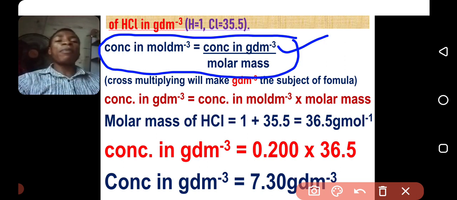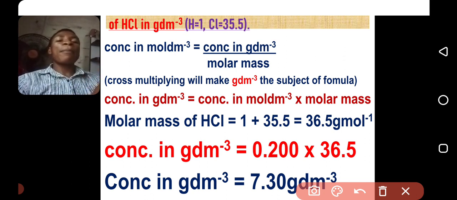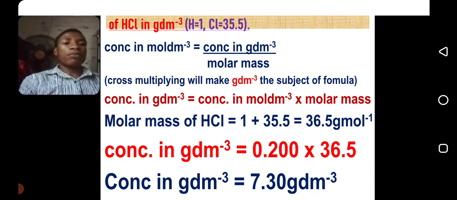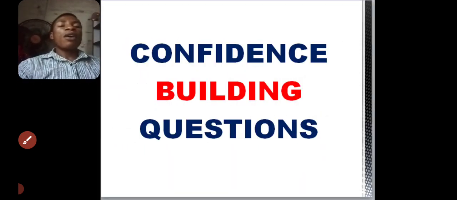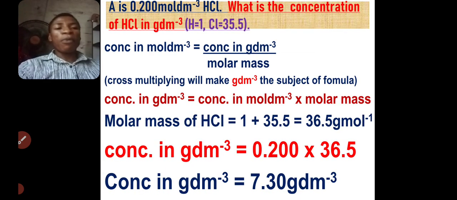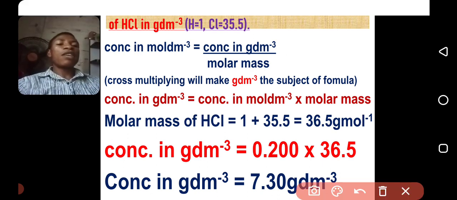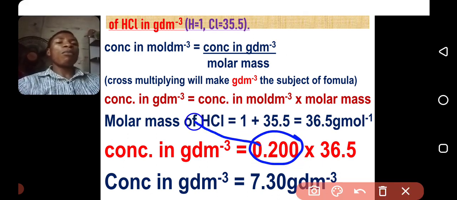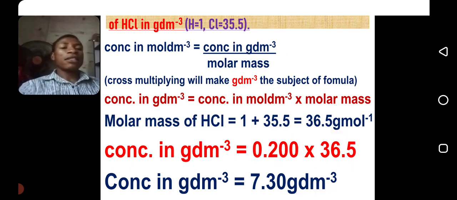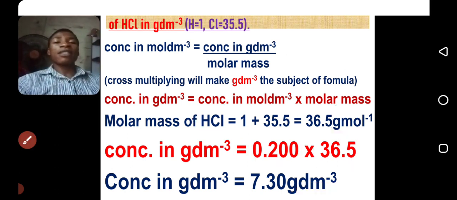We can do that by cross multiplying. When you cross multiply like this, you'll be having this left. So when you cross multiply, then your conc in gram per dm cube will be conc in mole per dm cube times molar mass. So what's our molar mass now? Our molar mass is 1 plus 35.5, which is 36.5 grams per mole. So our conc in gram per dm cube will now give us 0.2, which is our mole per dm cube, times 36.5, which is our molar mass. And that will be giving us 7.30 grams per dm cube.